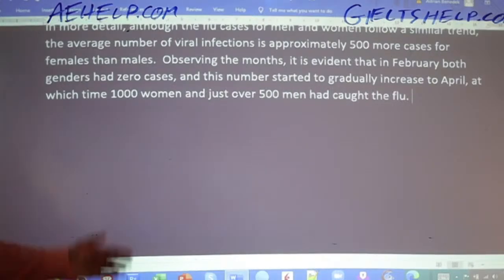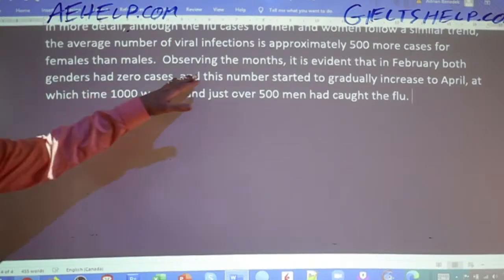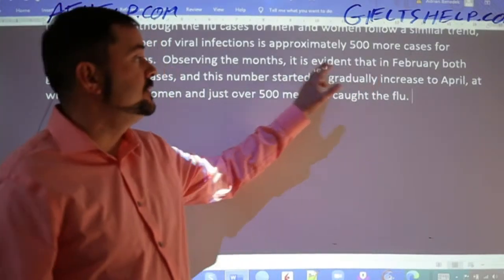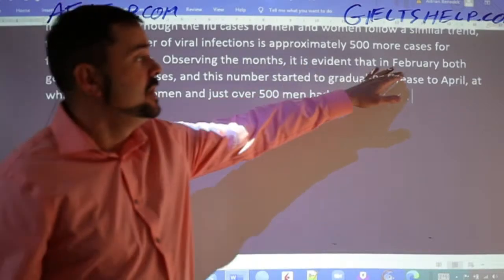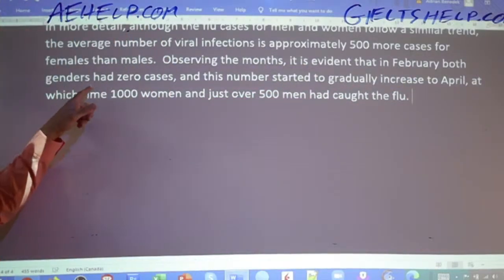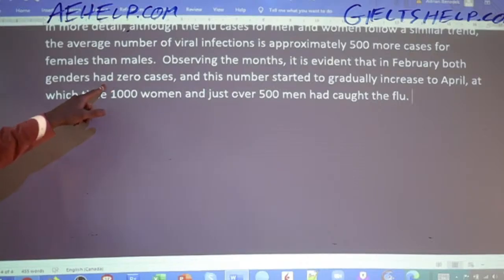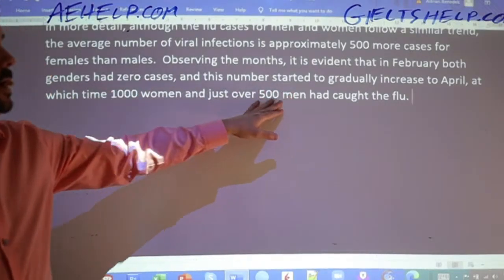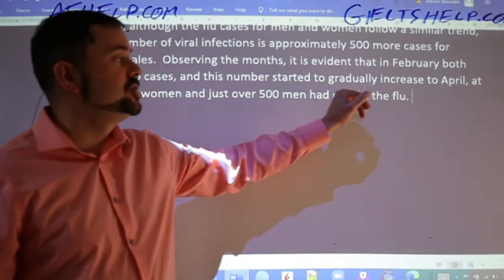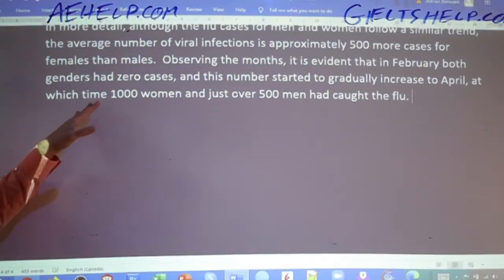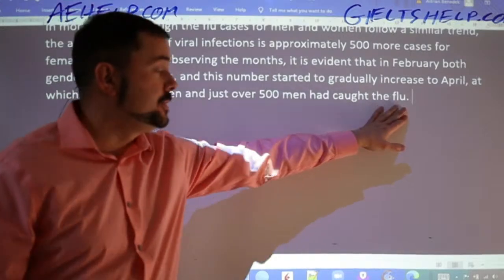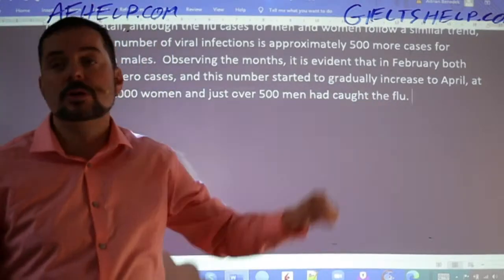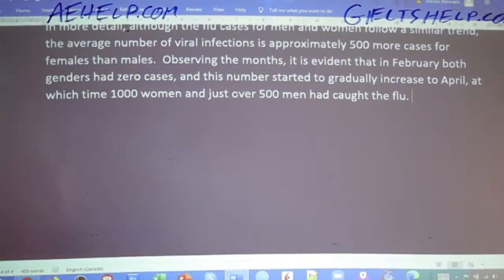Okay, so there we go, and there's your past tense. So observing the months, it is evident, and because this is now, we're observing the months on the graph, that February, both genders had 0 cases, because now we're referring to the time, and this number had started to gradually increase to April, at which time 1,000 women and just over 500 men had caught the flu. Okay, so past tense there.